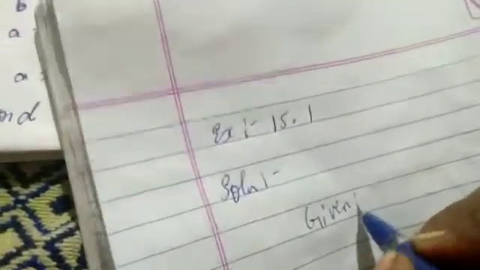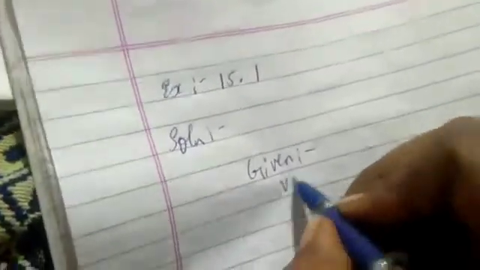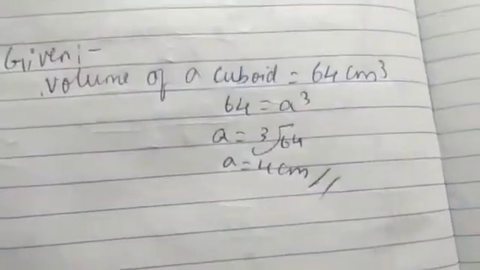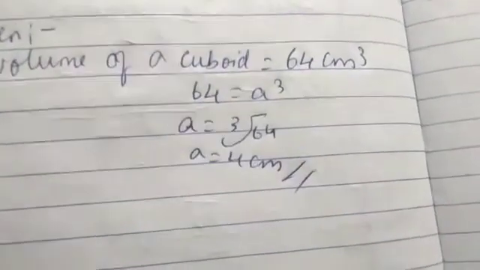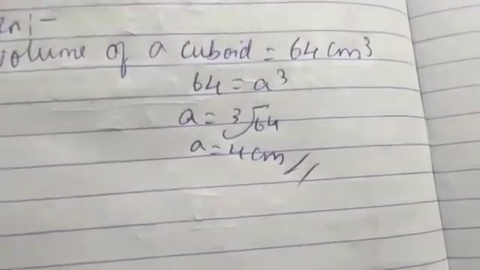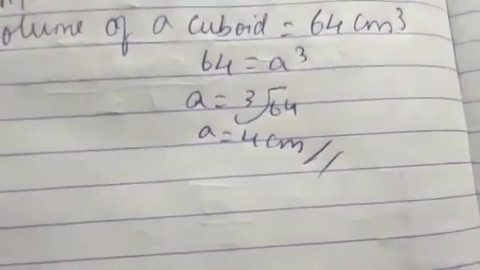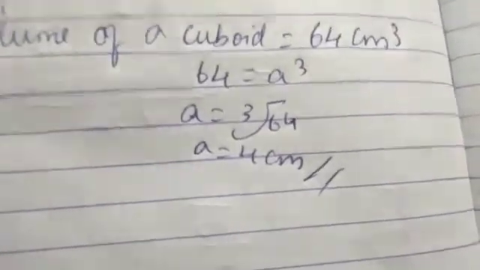Given, we have to write given. So given is compulsory, friends. You will get half marks for this. So the volume of a cube is 64 centimeter cube. We have converted 64 into a cube. So a is equal to the cube root of 64. That is nothing but a is 4 centimeter, friends.